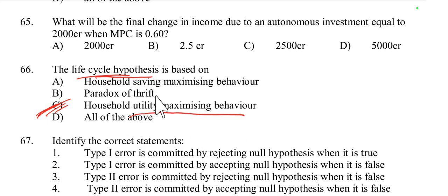The paradox of thrift, what is the meaning of paradox of thrift? When one person saves, it is a positive sign for the economy, but when the whole economy saves, then it creates depression in the economy. There is no investment, only saving, so it creates a problem for the economy. So this is called the paradox of thrift. But here in the question, option C is right.